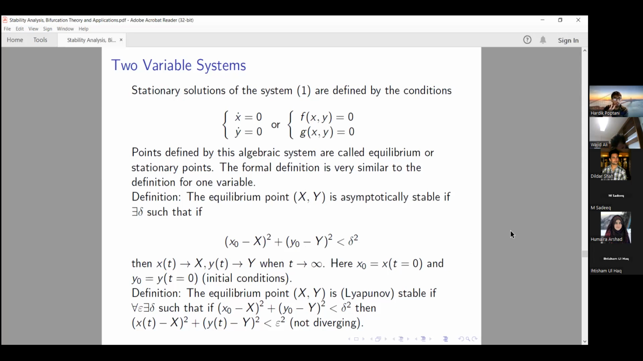The second definition, which is a stronger definition of stability, is Lyapunov stable: for all epsilon, there exists a delta such that, as with asymptotic stability, (x(t) - x̄)² + (y(t) - ȳ)² is less than epsilon squared. It is not diverging at all.